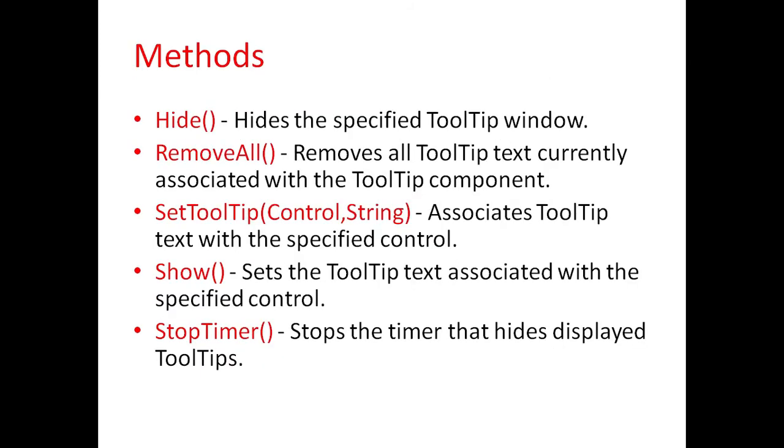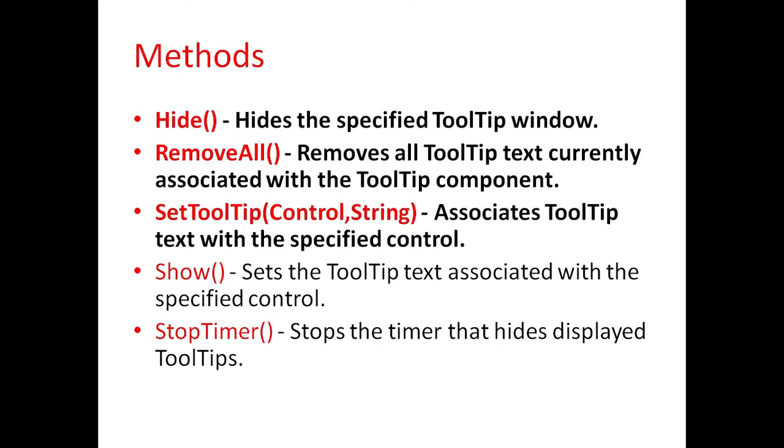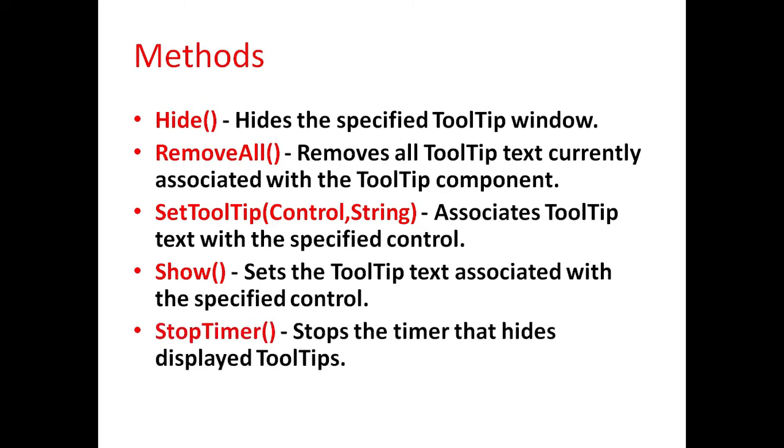Different methods for tooltip controls are: Hide, which hides the specified tooltip window. RemoveAll method removes all tooltip text currently associated with the ToolTip component. SetToolTip associates tooltip text with the specified control. Show method sets the tooltip text associated with the specified control. StopTimer method stops the timer that hides the displayed tooltip.